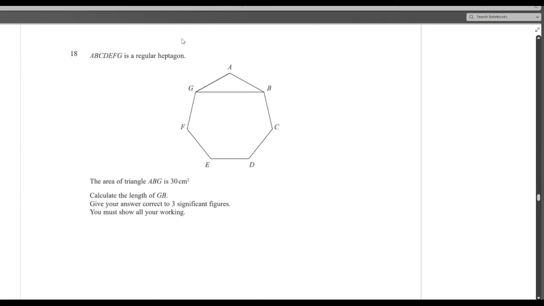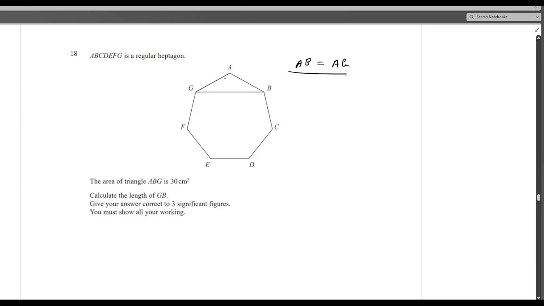Now A, B, C, D, E, F, G is a regular heptagon. The area of triangle ABG is 30 centimeters square. Calculate the length of GB. Give your answer correct to 3 significant figures. Now, as this is a regular heptagon, all sides are of equal length. So your AB will be equal to your AG.